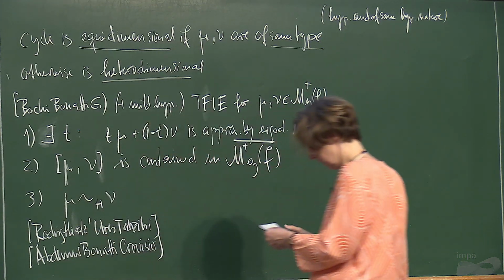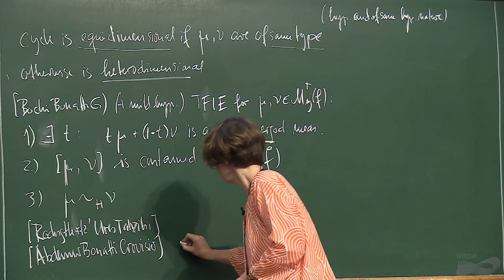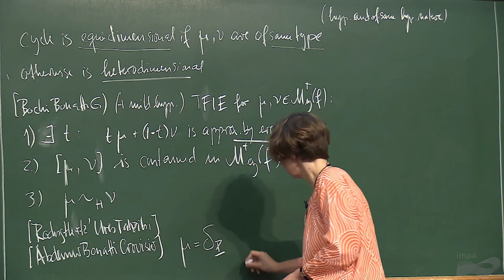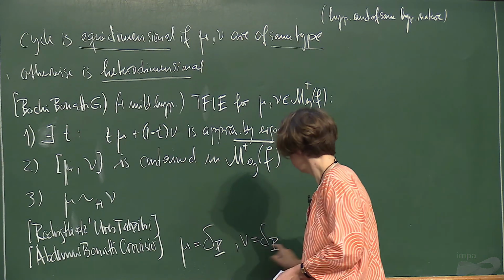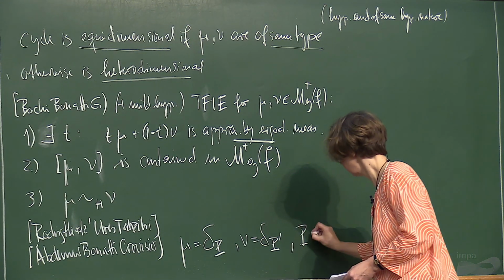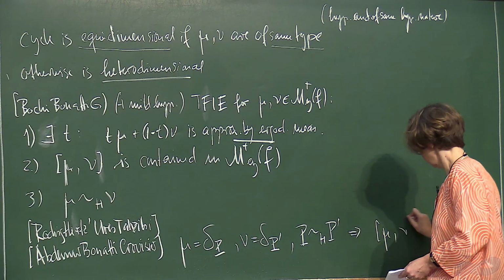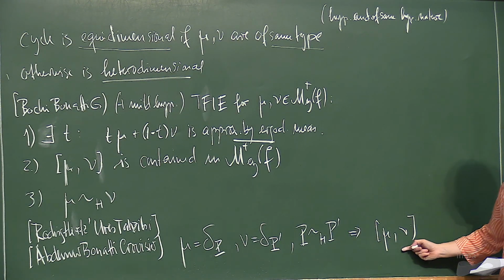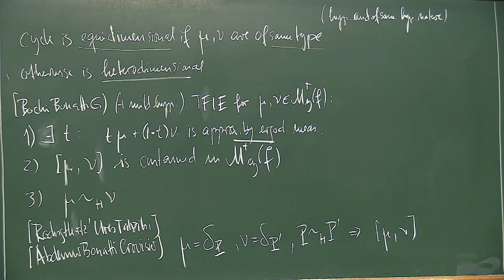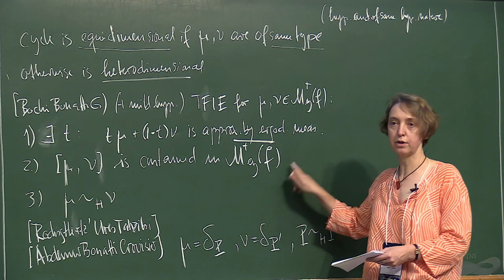So Abdenur, Bonatti, and Crovisier, they showed that for C1 generic diffeomorphisms, and looking at two periodic points and their Dirac masses, taking two periodic points of the same type of hyperbolicity, and assuming that the points are related, then the segment of these two measures is approximated by periodic orbits in the same homoclinic class. So this is one result which they prove in the C1 generic setting. So you have this second condition satisfied relative to measures which are in the same homoclinic class.